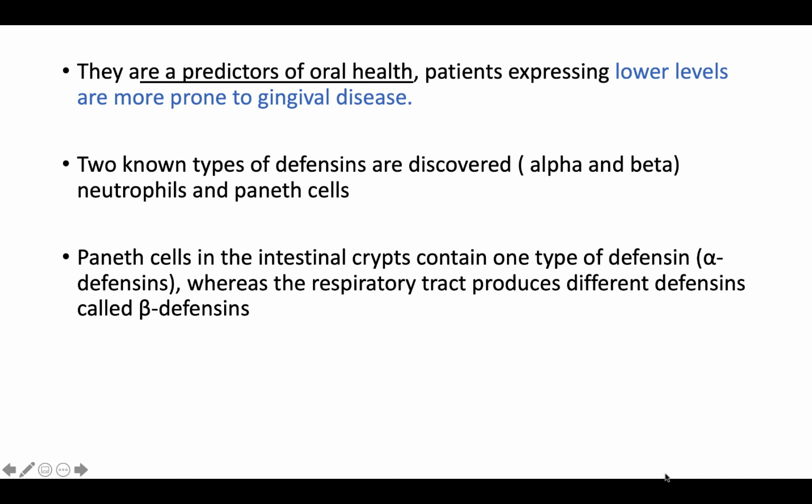And this is important. So far we know two different types of defensins, alpha and beta, discovered in neutrophils and Paneth cells. They are either in the intestinal crypts, which contain a specific type of defensin, whereas the respiratory tract produces beta defensins. So that's what we need to know about defensins. This is just dentistry oriented.